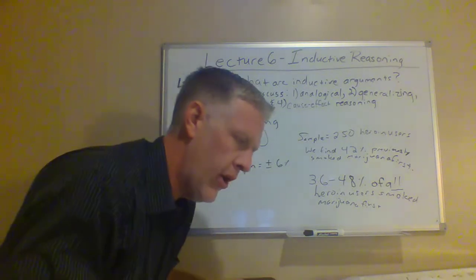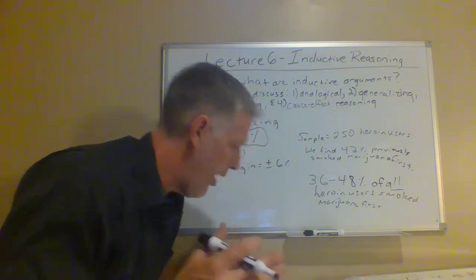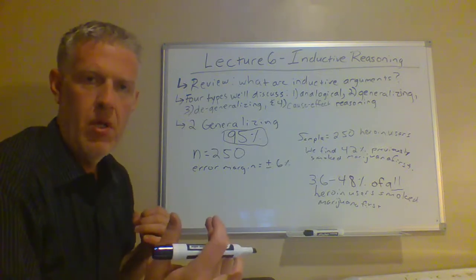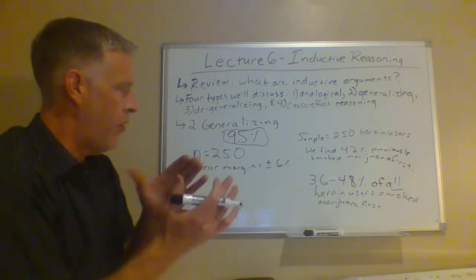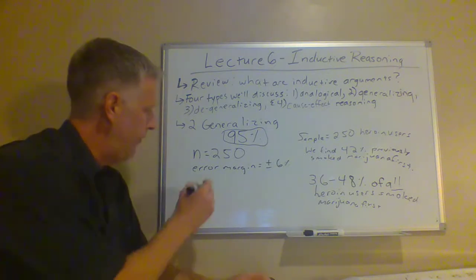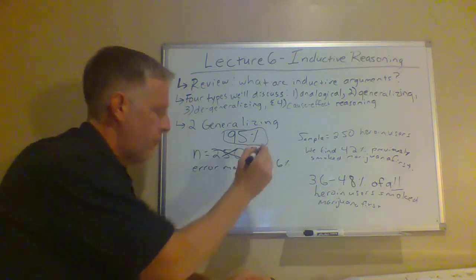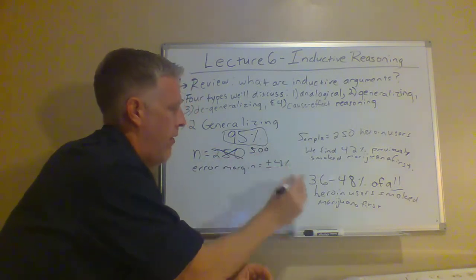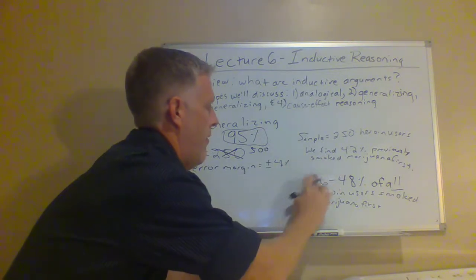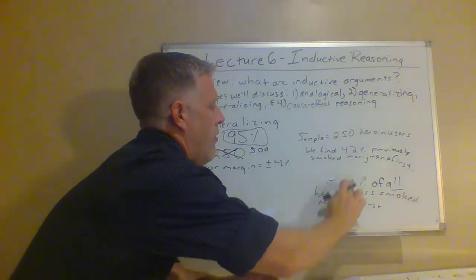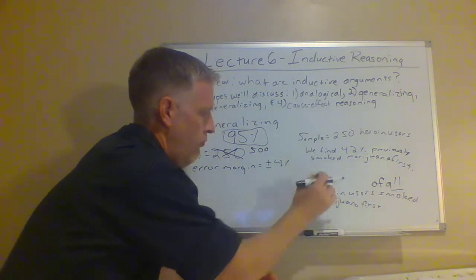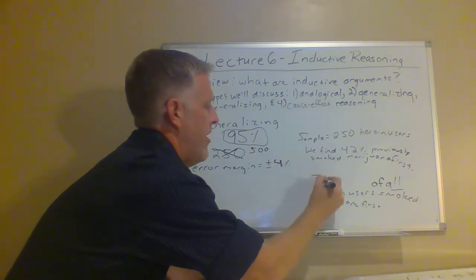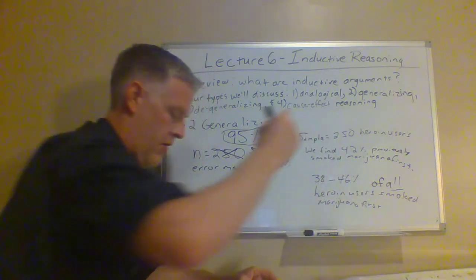Now, as I mentioned, the larger the sample, the smaller the error margin gets. So as the table suggests, if we boost this to 500, the error margin goes down to 4. In which case we can narrow that percentage even more. So if this is 4, then this would be 38 to 46%.